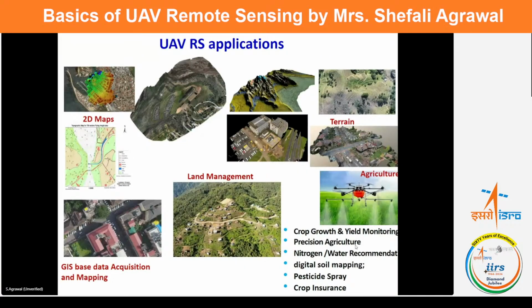Now, if you talk about UAV remote sensing applications, there is a wide range of applications where drones can be used. They can be used in various sectors. Complete topographic maps can be created at a very large scale. They can be used for mapping the terrain, creating complete 3D models, and managing infrastructure projects. The information extracted can be directly ingested into a GIS environment for further applications.